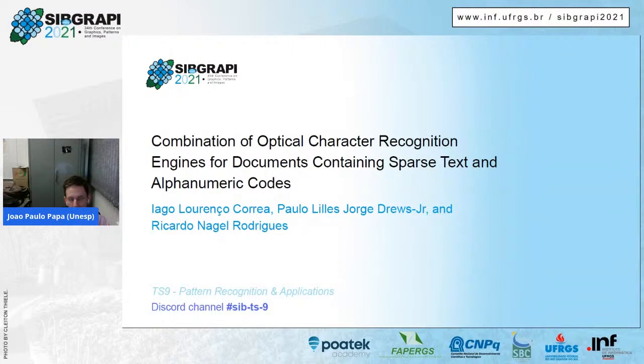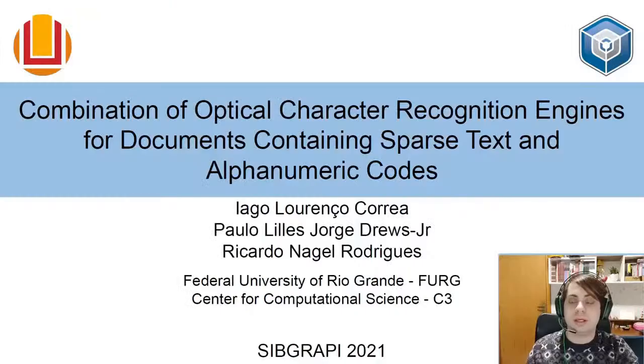That's the work entitled Combination of Optical Character Recognition Engines for Documents Containing Sparse Text in Alphanumeric Code. That's going to be presented by Ricardo. So Manuela, can you please? Hello, my name is Iago, and today I'll be presenting the work entitled Combination of Optical Character Recognition Engines for Documents Containing Sparse Text and Alphanumeric Codes.